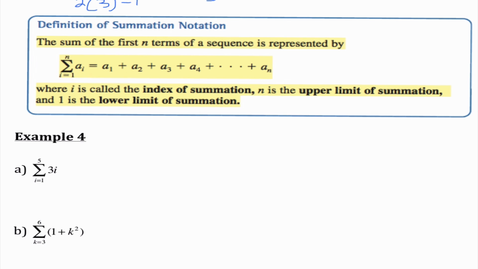This is the very first value we're finding, so we need to find a sub 1. This top number is what we call the upper limit of summation, and that is the biggest number we're finding. So in this case, it's saying we're finding the first term to the nth term, and then since we're summing them, we would add them all together. Okay, so let's actually see this in action here.